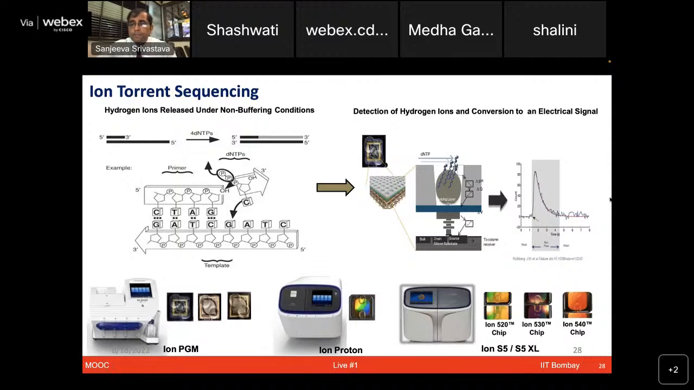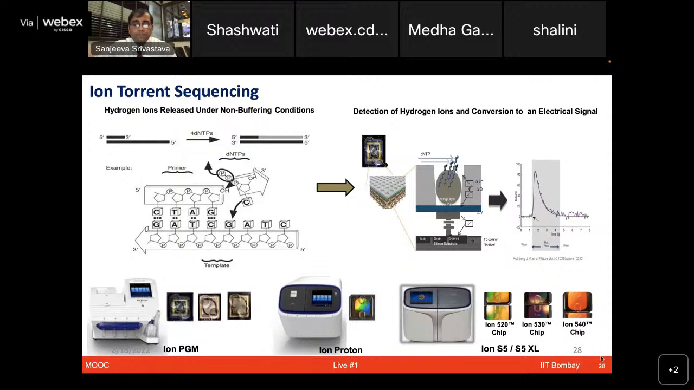Okay, so this represents one well inside a pH chip, and this bead-like structure has the amplified DNA. Whenever there is the addition of a new nucleotide, the proton ion gets detected here, and the signal comes, and that's how the instrument knows that sequencing is happening. Now the Ion Torrent has multiple instruments: one is the Ion PGM, Ion Proton, and Ion S5.